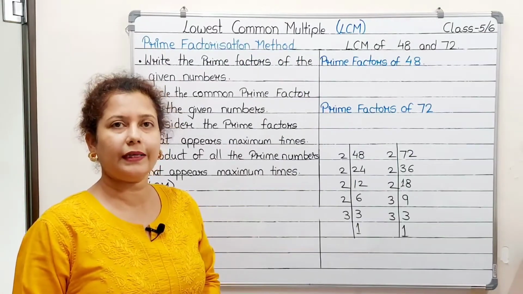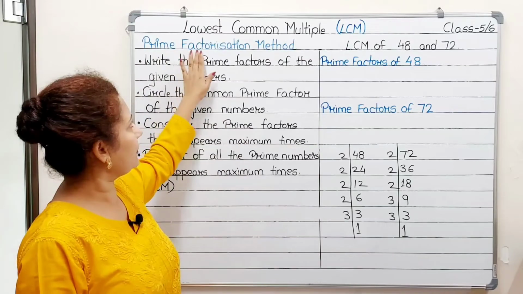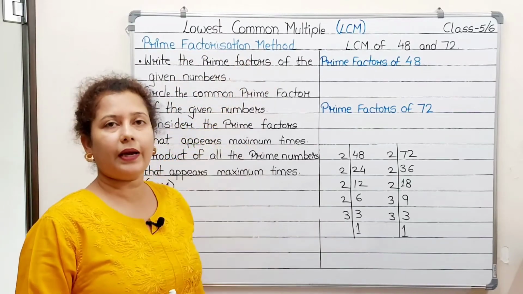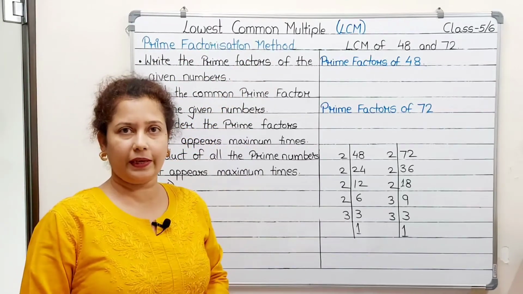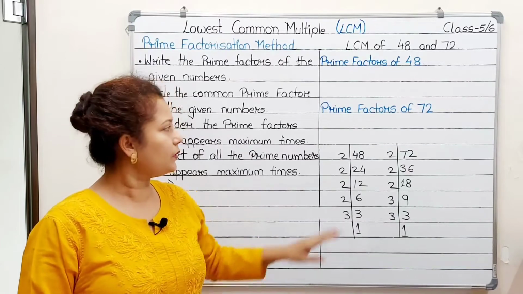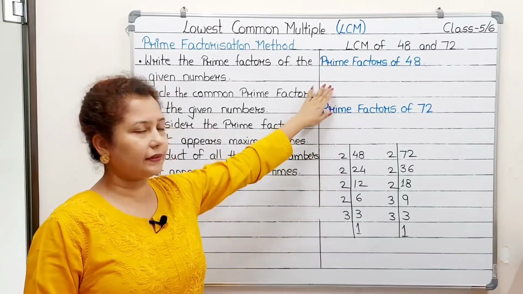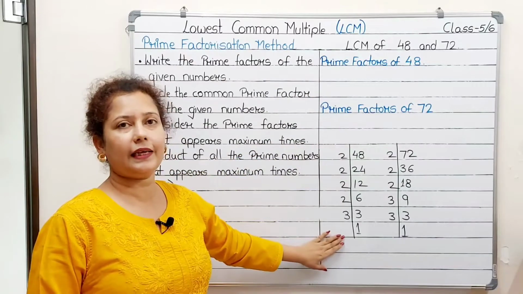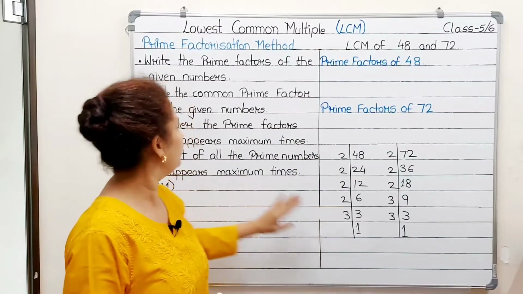The next method to find LCM is the prime factorization method. I have explained the prime factorization method in my previous videos, so I will just write the prime factors here. How to find them, I will not explain in this video.